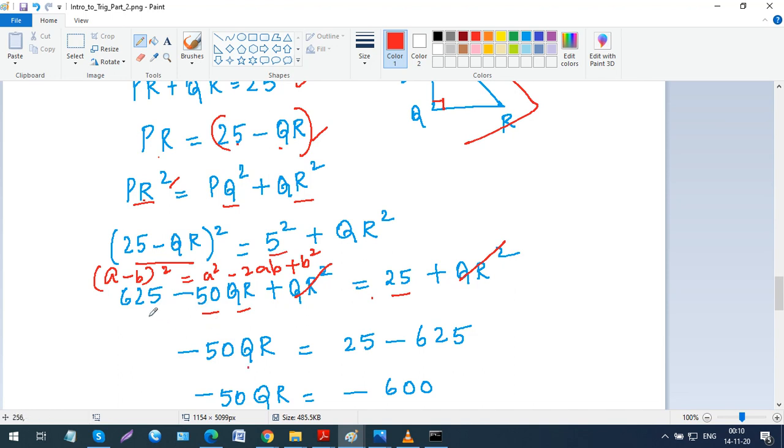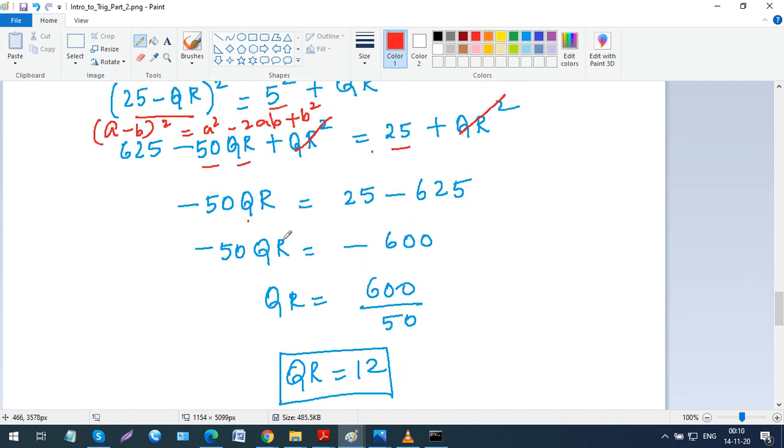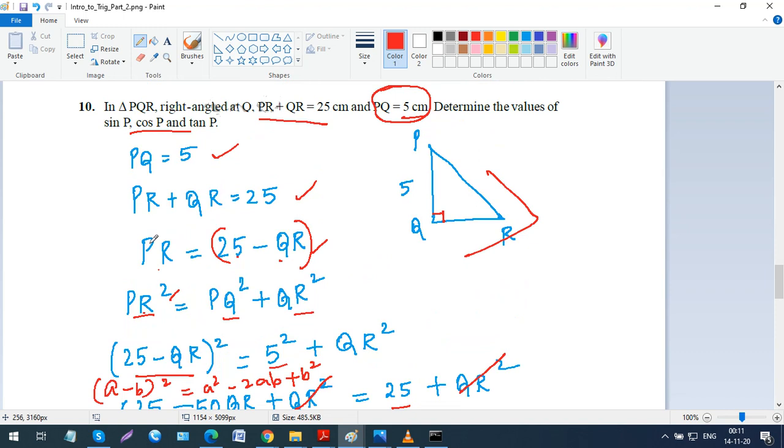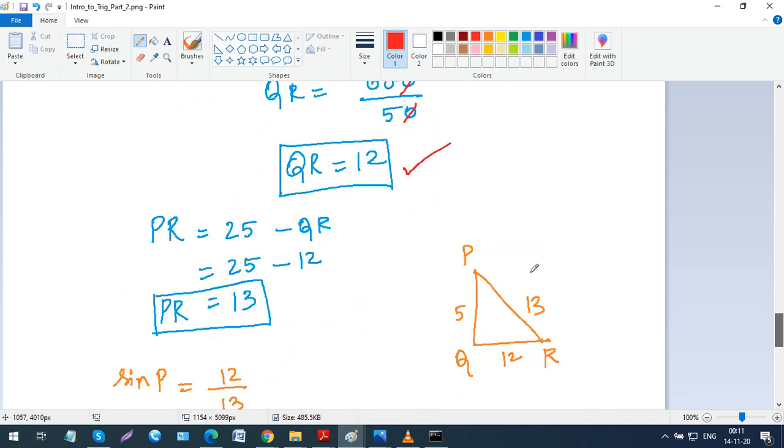I am taking the 625 to the other side, so I get 25 minus 625. So that gives you minus 50 QR is equal to minus 600. Now I can cancel the minus sign also. So QR is equal to 600 over 50. I can simplify this: 5 12s are 60. So QR is 12. Now I had taken PR equal to 25 minus QR, and I got QR to be 12. So PR is going to be 25 minus 12, which is 13. Okay, so PR is 13.